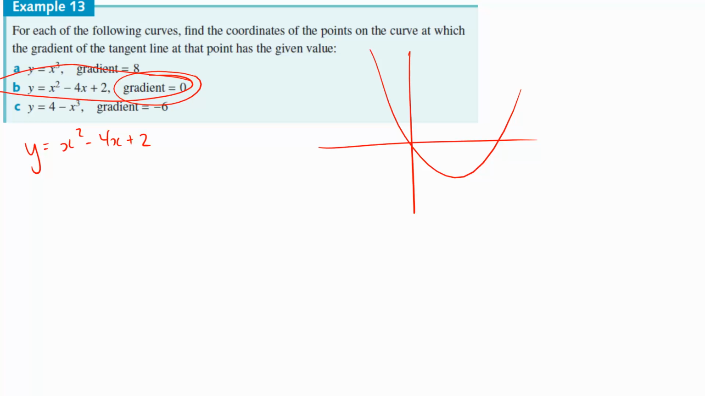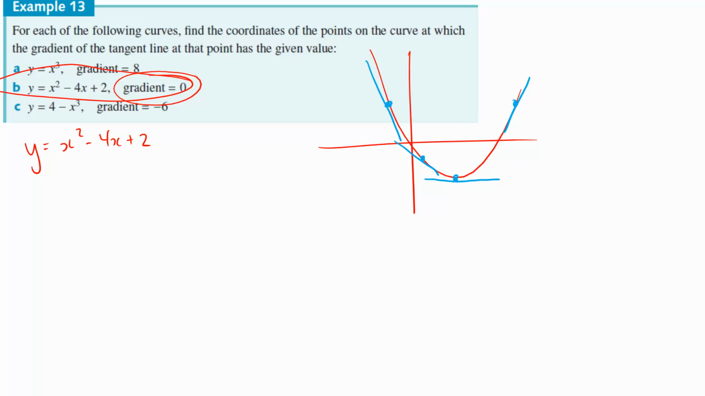Now, looking at a quadratic graph, where would the gradient be 0? Gradient of a tangent line. At the turning point. Yeah, very good. At the turning point. See, if I draw it to you, at this point, gradient's negative. At this point, gradient's negative. At this point, the gradient's positive. The only time that you're going to have a 0 gradient is when it's horizontal. This is the bottom point where the gradient is horizontal. When the gradient's horizontal, it has a gradient of 0.